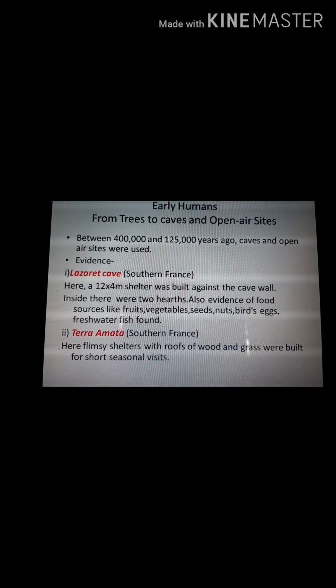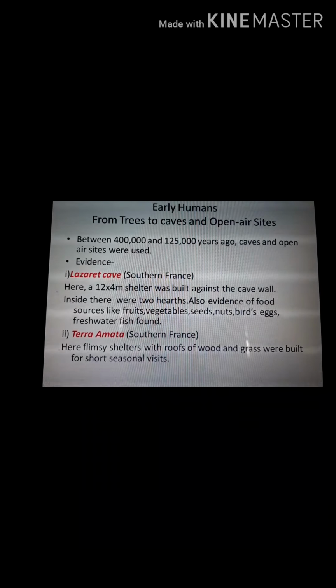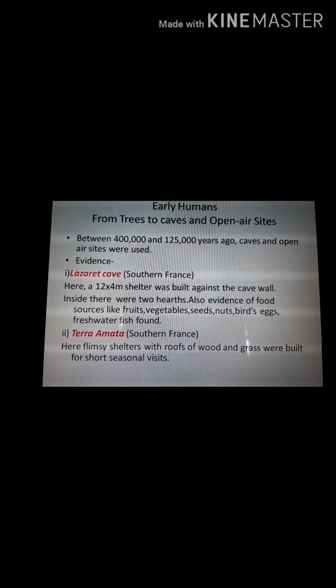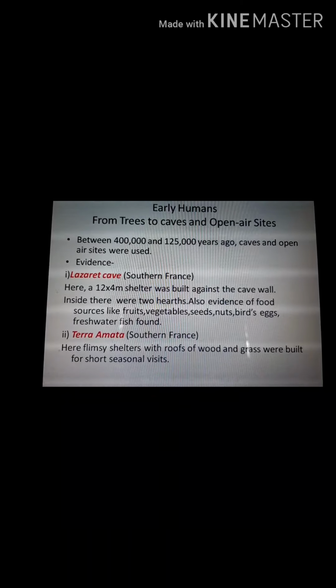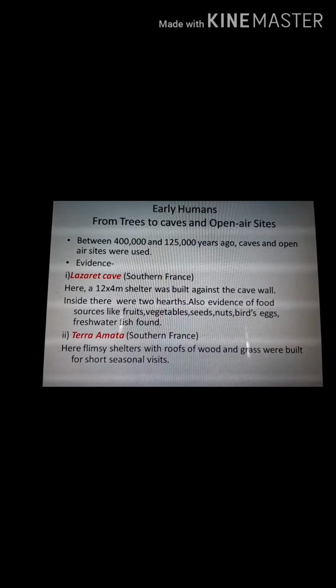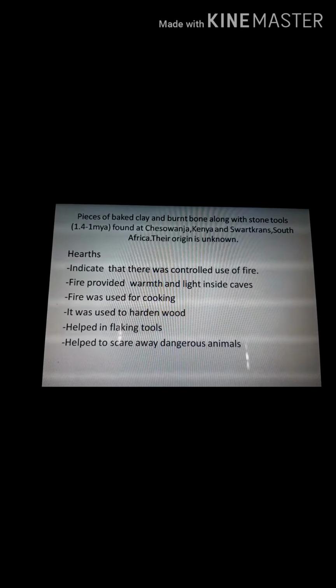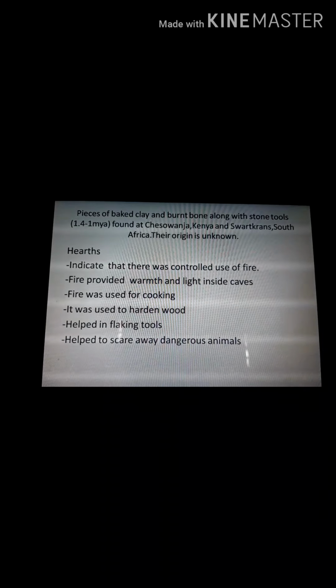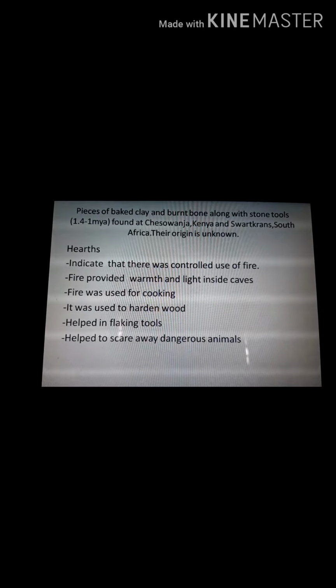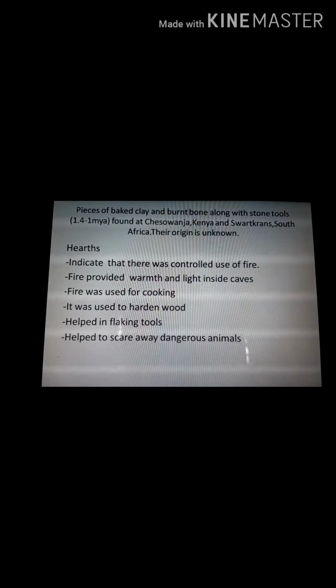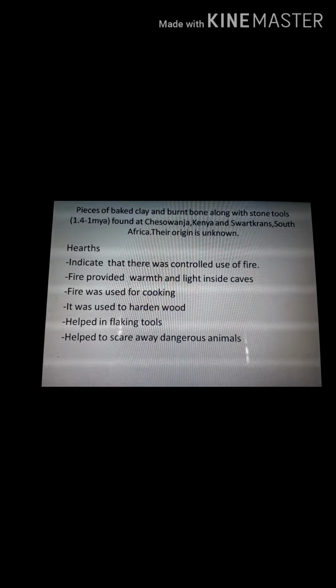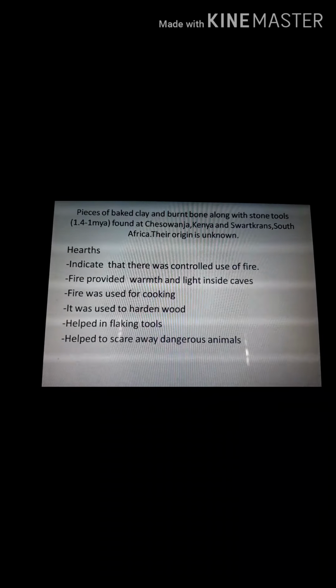Another cave site is Terra Amata, also in southern France. Here, flimsy shelters with roofs of wood and grass were built for short seasonal visits. Pieces of baked clay and burnt bone along with stone tools, which were as old as 1.4 to 1 million years ago, were found at Chesowanja, Kenya, and Swartkrans, South Africa. Their origin is unknown.